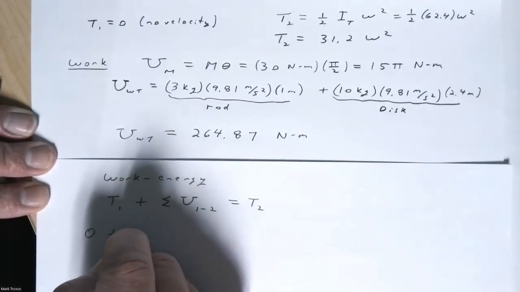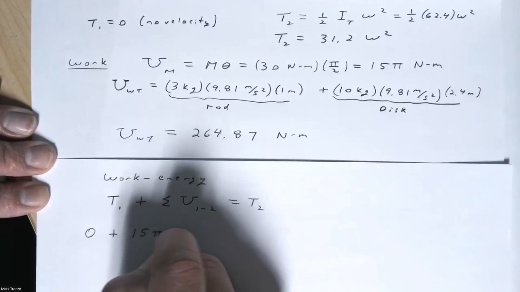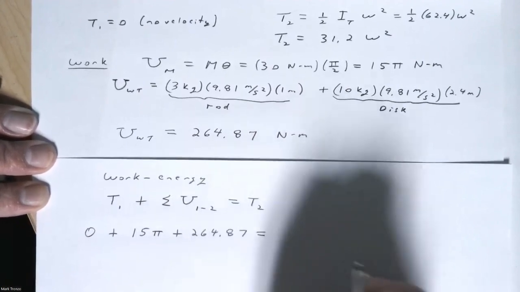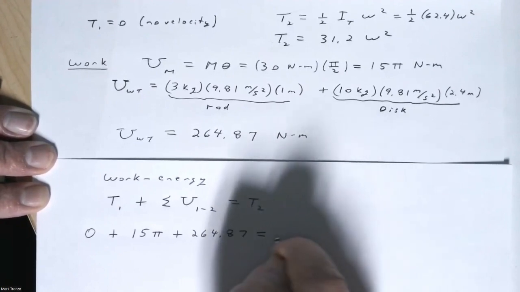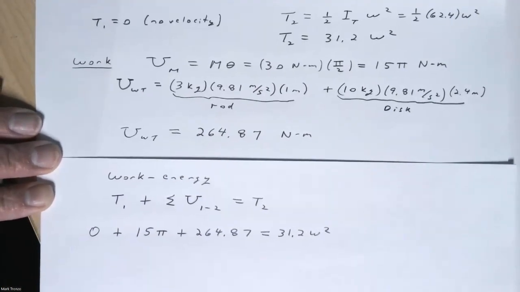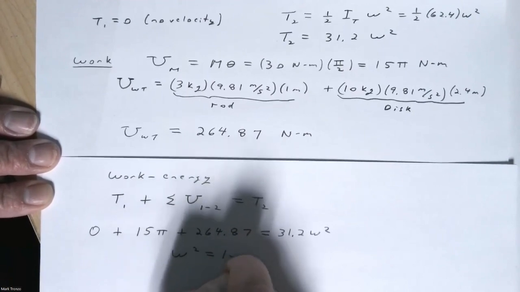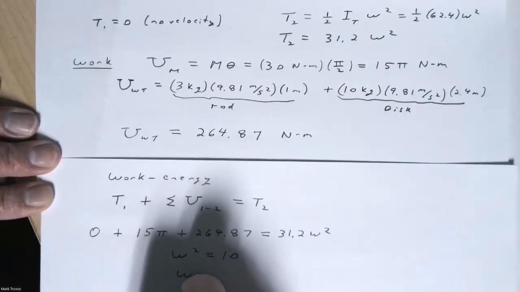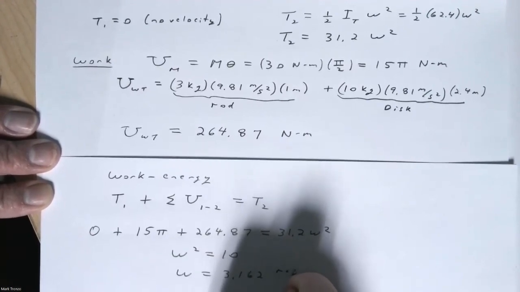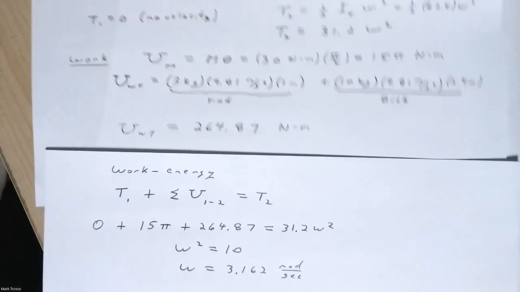So that's going to be 15 pi 87, and this is 31.2 omega squared. And when you, let's see, end up, omega squared is 10. So omega is 3.162 radians per second is the final answer.